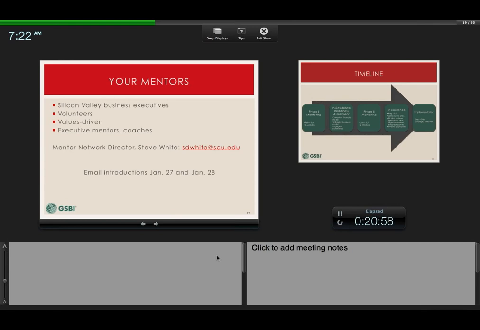Okay, so moving on. Your mentors, as we've mentioned before, are Silicon Valley business executives. They are all volunteers. They are very much values-driven, and they have the experience to be your coach, to be an executive mentor for you. And we have our kickoff meeting with that group later tonight.